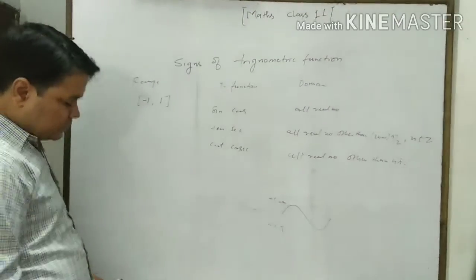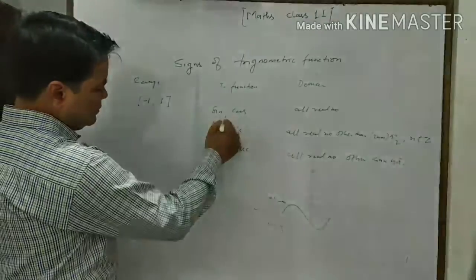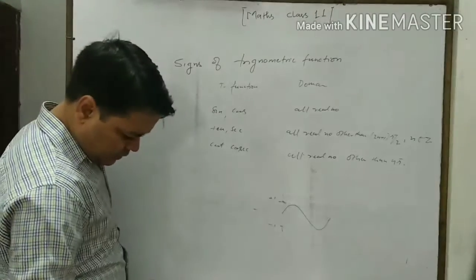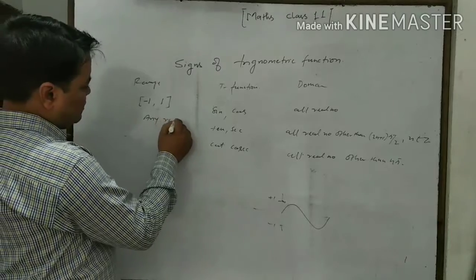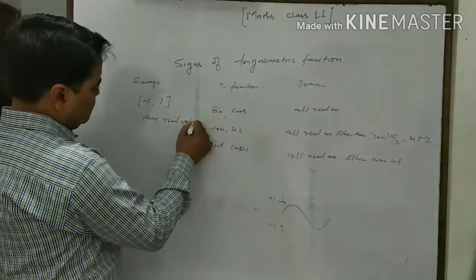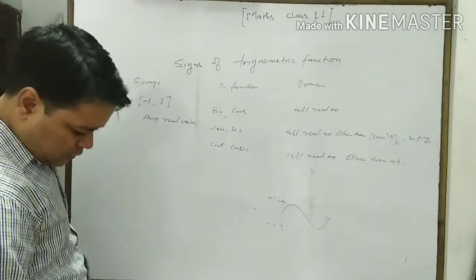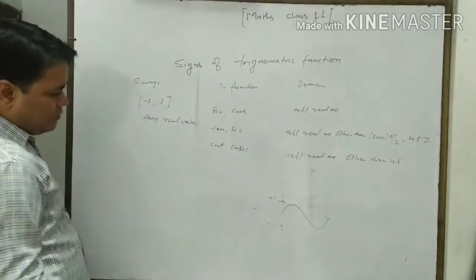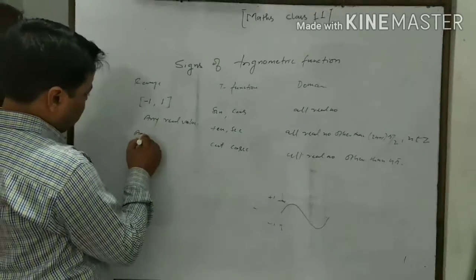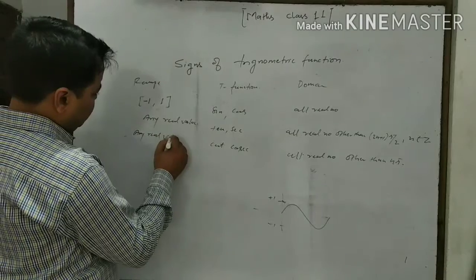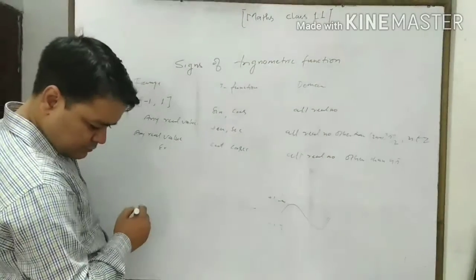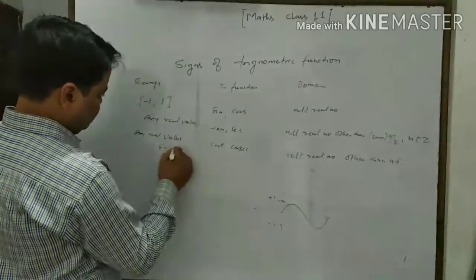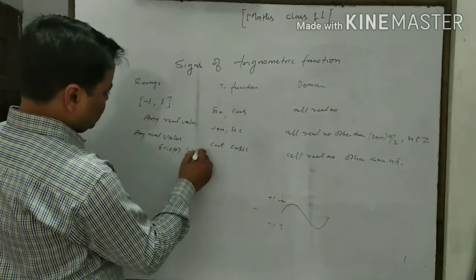And for tan and sec, the range will be any real value, and for cot and cosec the range will be any real value except -1 and 1.